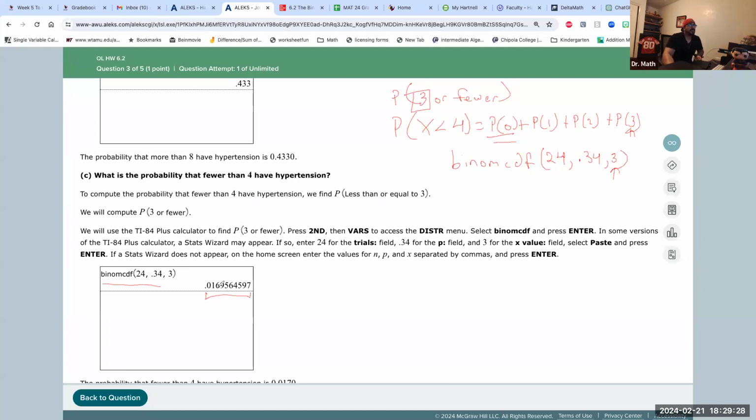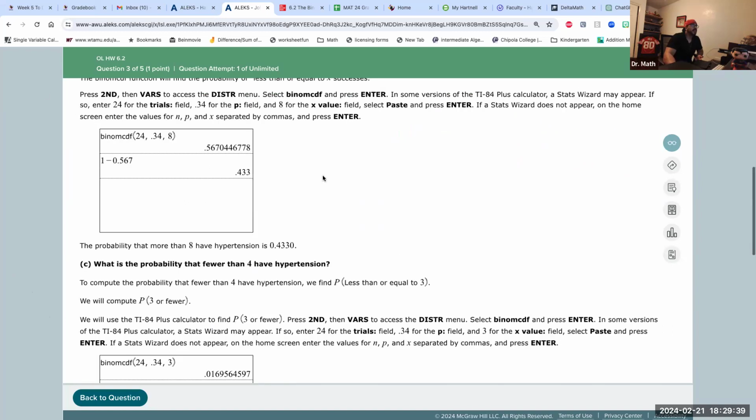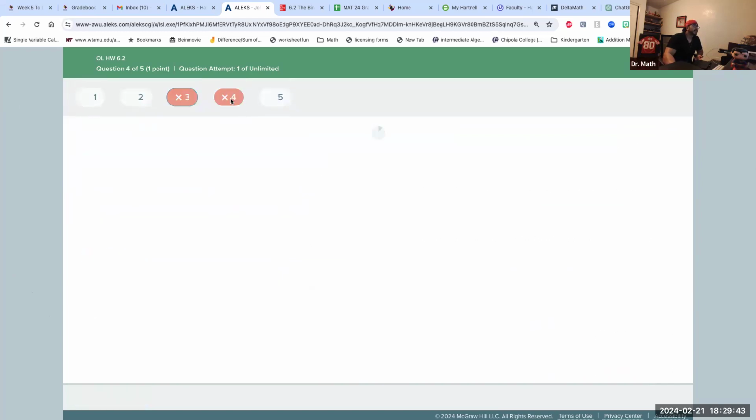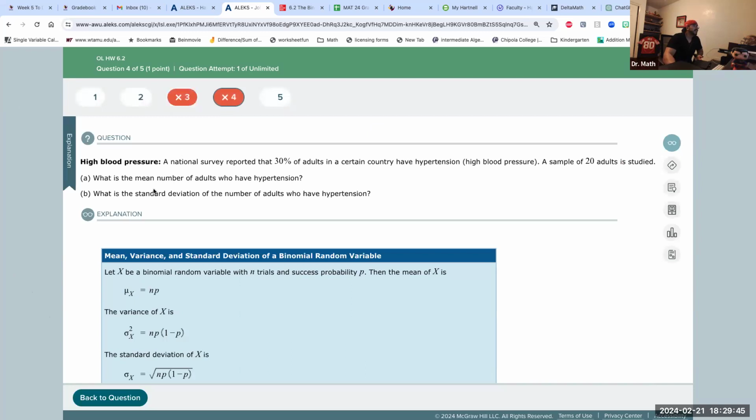But again, I always want to take another shot at how I explain things because sometimes we need to hear things different ways and a few times. The last thing I want to talk about is what happens when they ask us to calculate the mean and the standard deviation of these values. Well, it's not too bad.